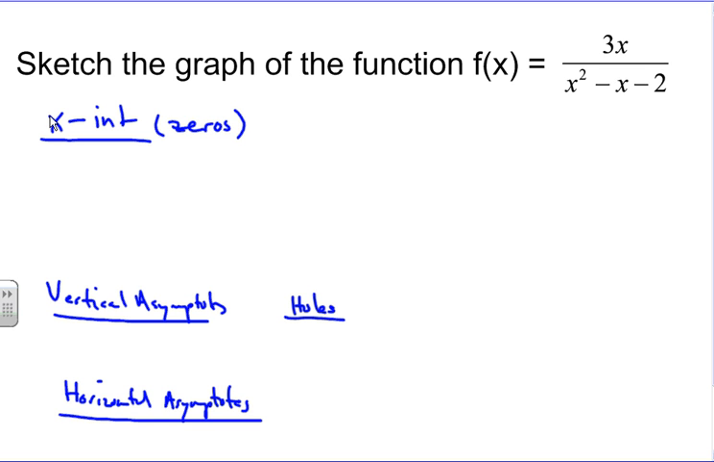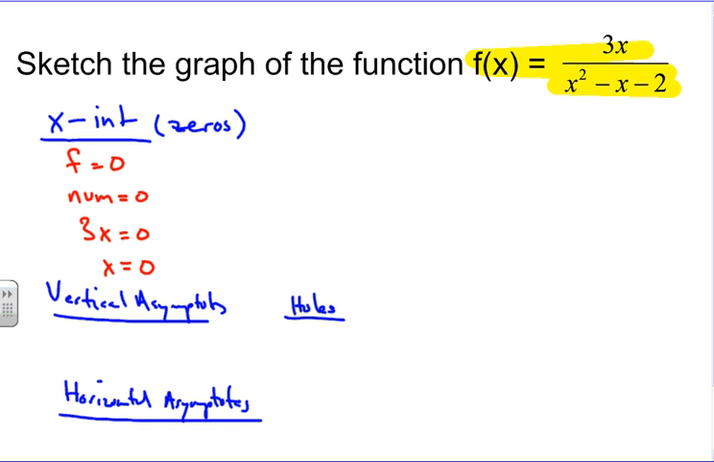Now with the x-intercepts, whenever you have a rational function, the key thing is to understand that you have a fraction. When you're looking for the x-intercepts, or the zeros, you're setting the function equal to 0. Now, when is a fraction equal to 0? Well, the fraction is equal to 0 when the numerator is equal to 0. So in this case, we take 3x, which is our numerator, and set that equal to 0, and identify we have an x-intercept at 0, at the origin.